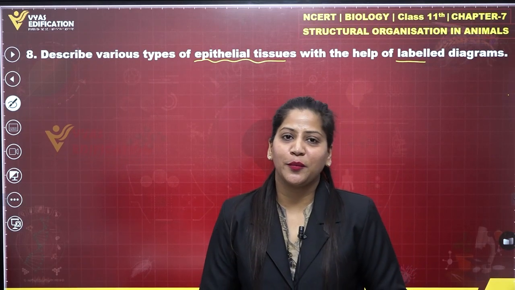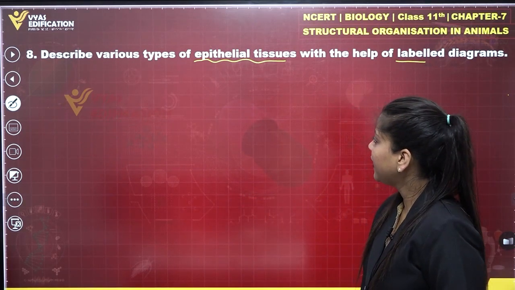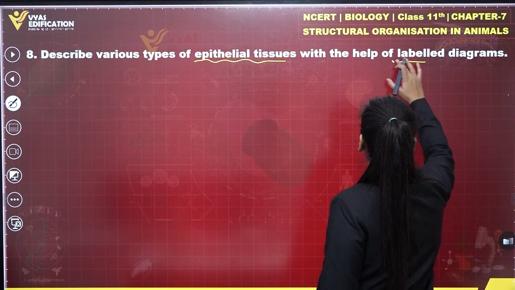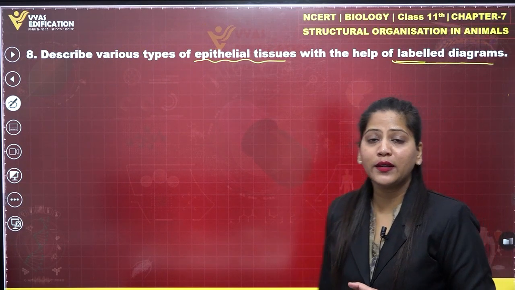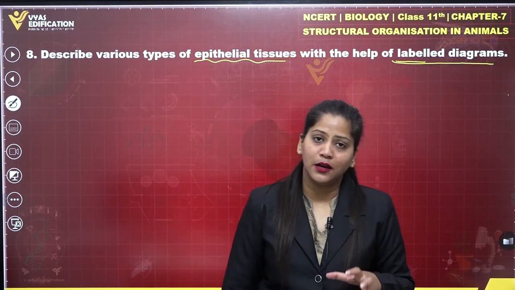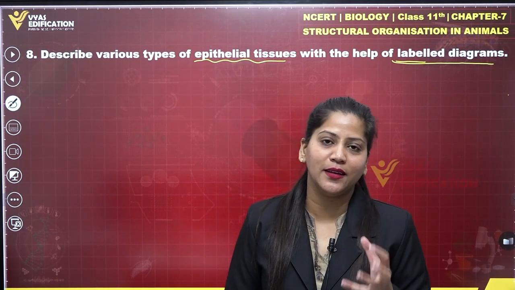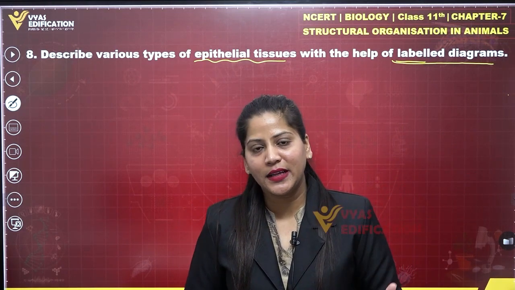So let's discuss question number 8 here. In question number 8 we have to describe various types of epithelial tissue with the help of a labeled diagram. Right, so what is epithelial tissue? First of all, we will see what epithelial tissue is, then we will move on to the various types of epithelial tissue, right? So what is epithelial tissue?